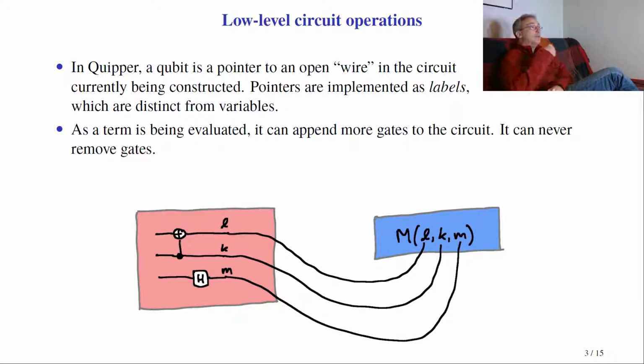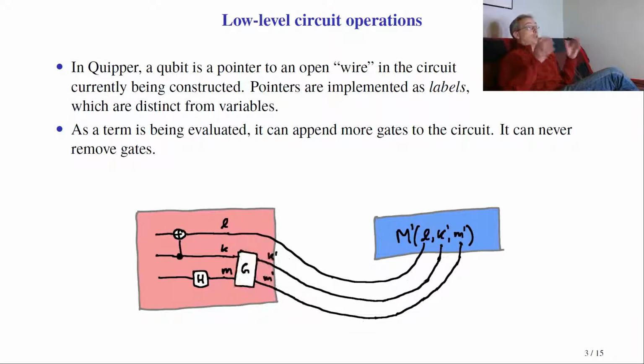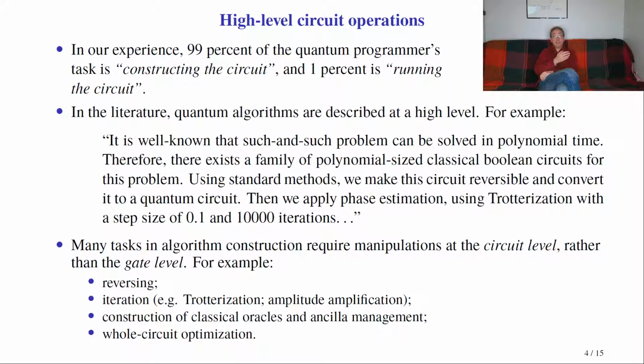And as the term M evaluates, every once in a while it says, please apply the gate G to qubits K and M. The pointers K and M will be used up, and there will be new pointers, say K prime and M prime, corresponding to the outputs of the new gate. But as it turns out, describing circuits at this very low level of one gate at a time is not at all how people describe quantum algorithms in the literature. Rarely do you find a paper in the quantum computing literature that says, first apply a Hadamard gate, then apply a control NOT gate. Rather, these algorithms are typically described at a fairly high level.